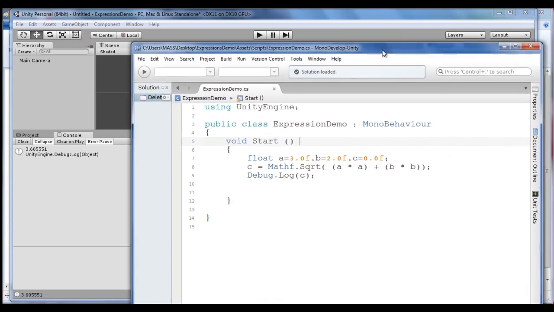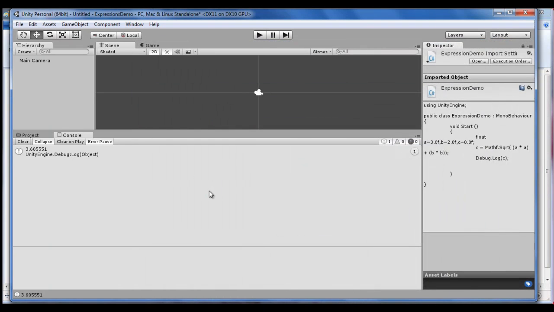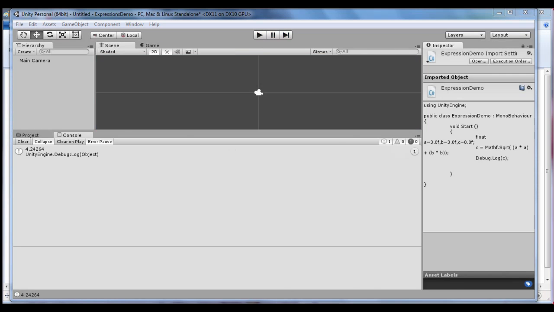Let me change this one to 5, or let me take this one to 3, and save and check what result I get. Clear this and run the code. So we are getting the result 4.24 something.